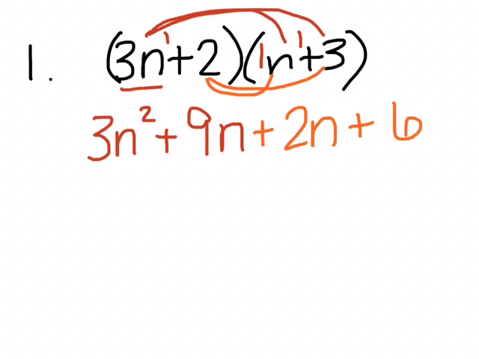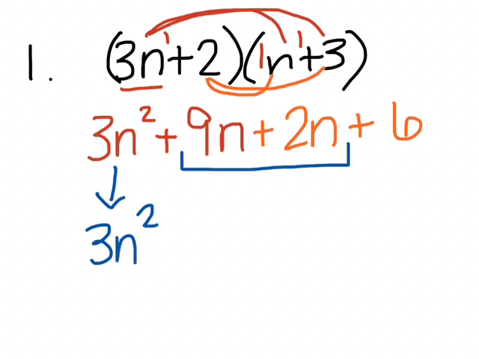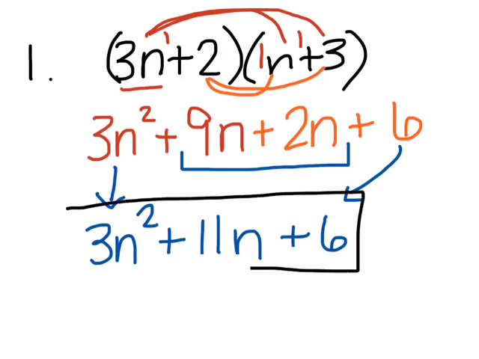And then what we need to do is combine our like terms. Our like terms, if you do it in that order, are always going to be in the middle here. They're just our n to the first. We can only combine terms that have the same variable and same exponent. So the 3n squared is just going to come down. 9n plus 2n is 11n. And the 6 is just going to come down as well. And that is your final answer. So that's number 1.